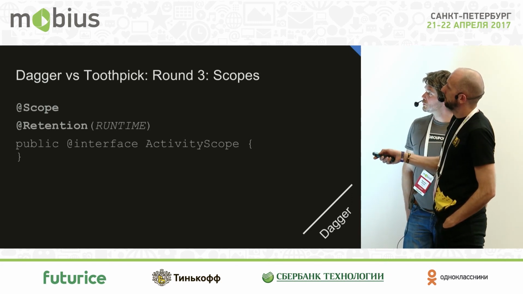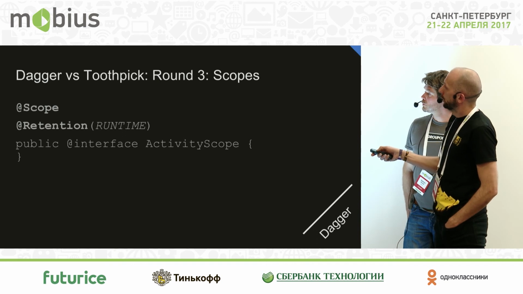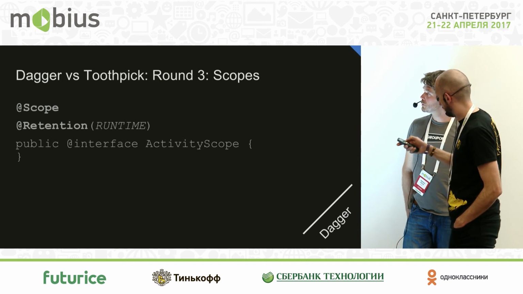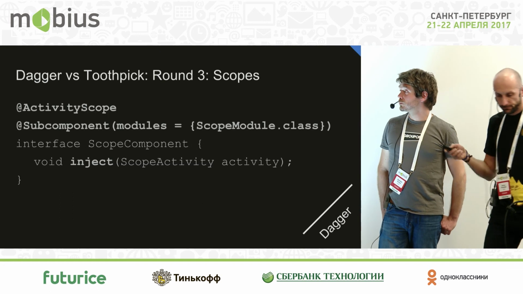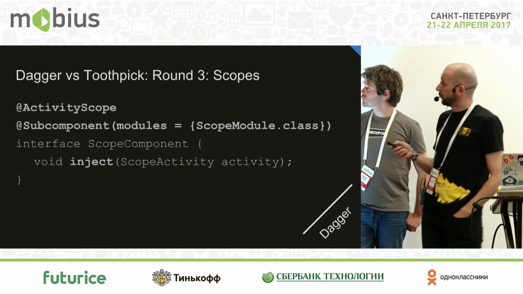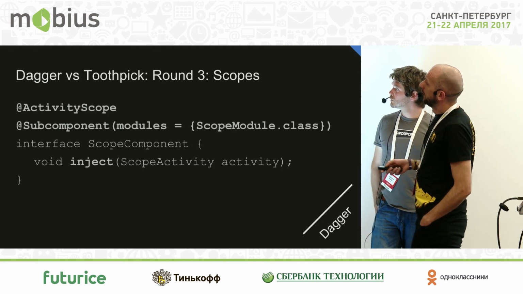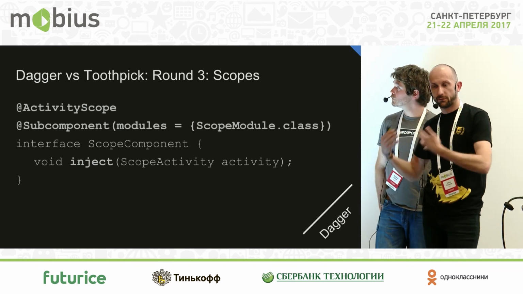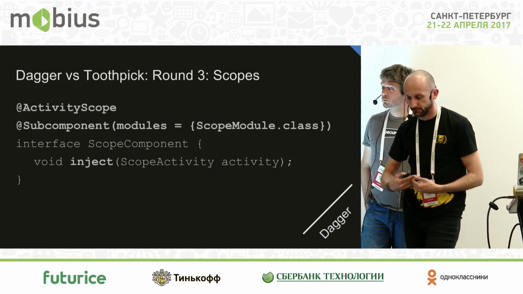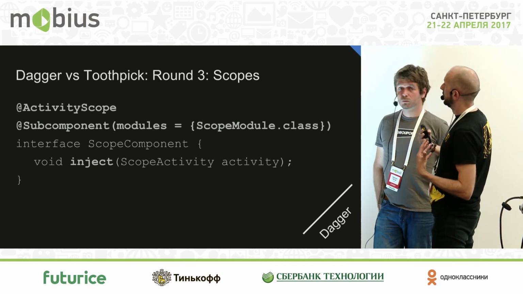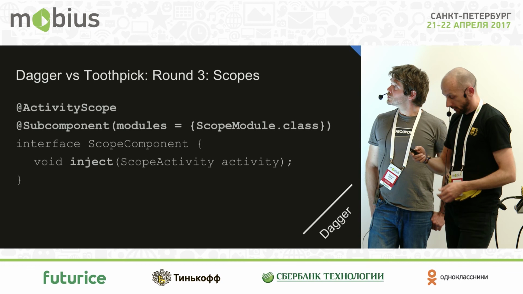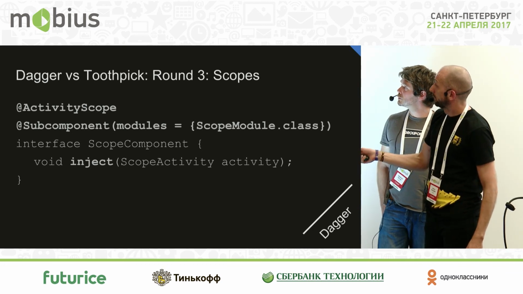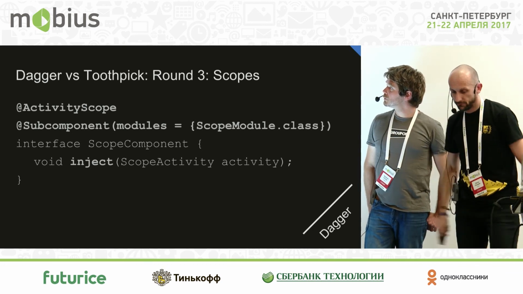So this just says that it will be an annotation, and then there's an add scope, and you say what is the retention, it's runtime. Then you would use this annotation that you just created, and probably create another component, like a scope component, where all the stuff lives that you want in this activity scope. And again, we need this .inject method for the scope activity or something, because we want to inject there.